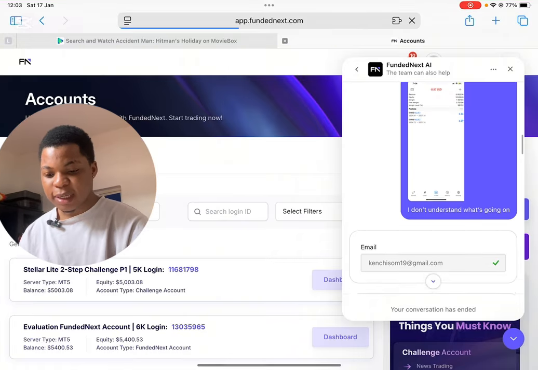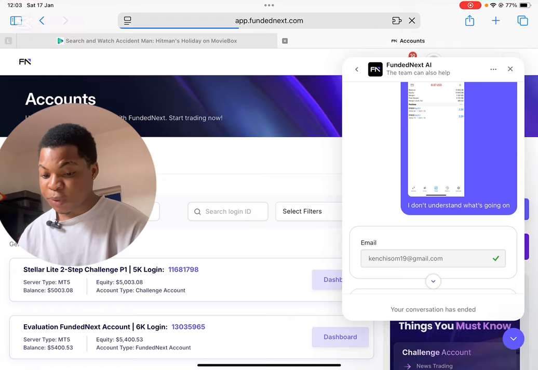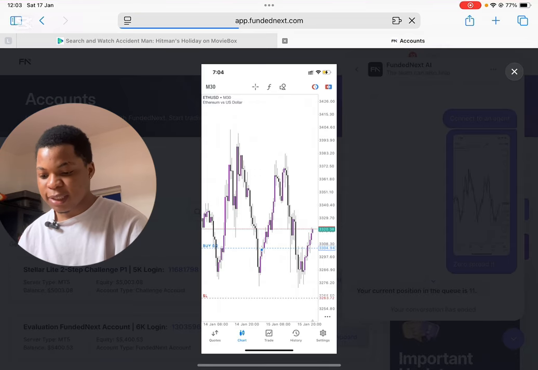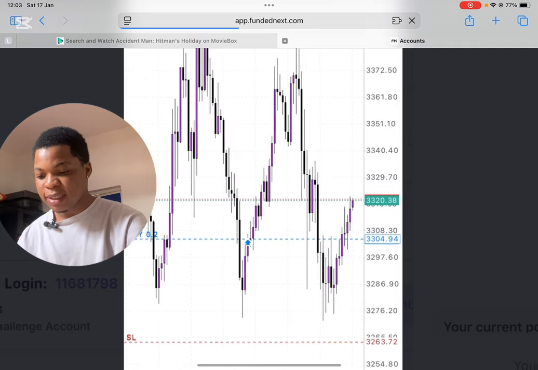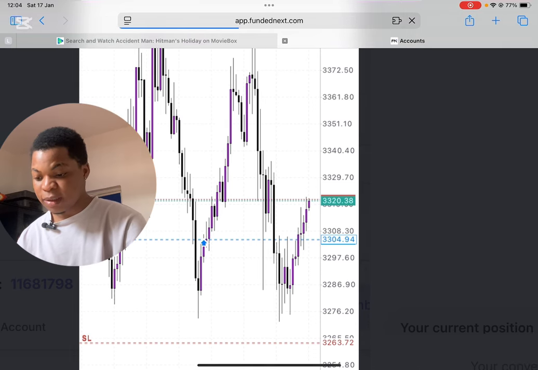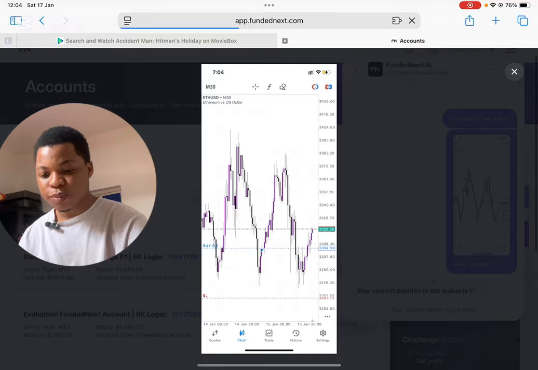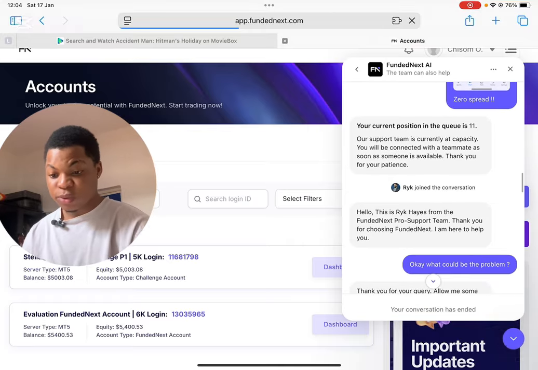You understand? So I said, I don't understand what is going on. So they asked for my details again. I filled it up. I have to still send the chart again, as you can see, so that they could see there's no visible spread. As you can see, it is a very tight spread here. You understand? And this is the support system.